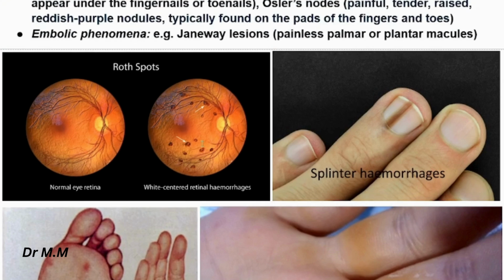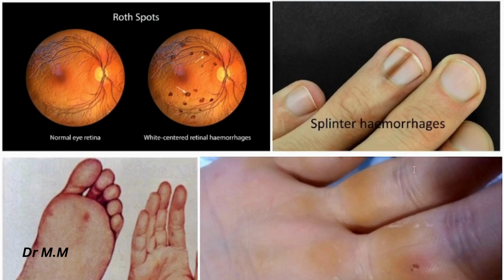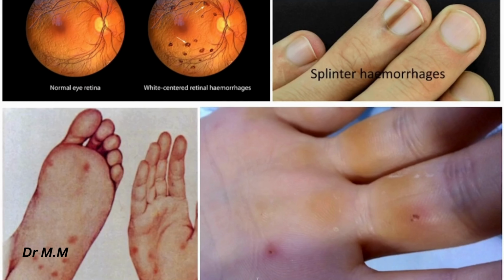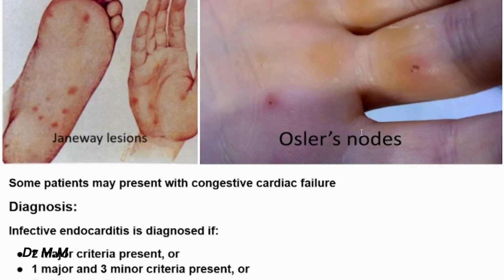And embolic phenomena, for example Janeway lesions, which are painless palmar or plantar macules, as we can see in this patient. All these Roth spots, splinter hemorrhages, Janeway lesions, and Osler nodes can be seen in patients with endocarditis. And some patients may present with congestive cardiac failure.